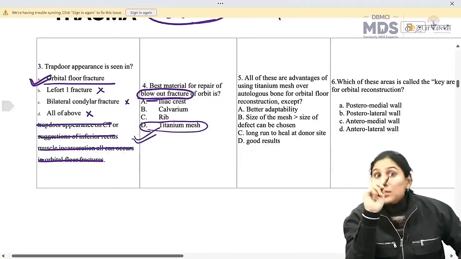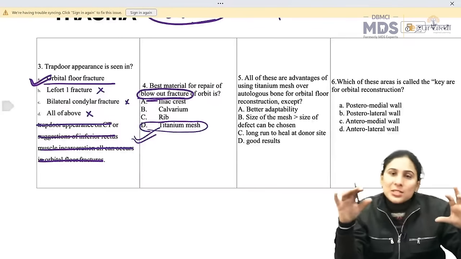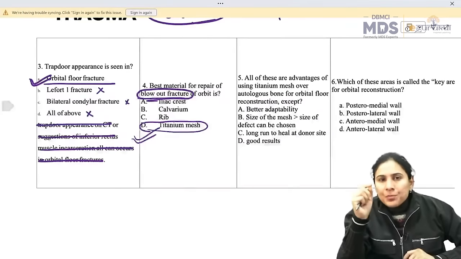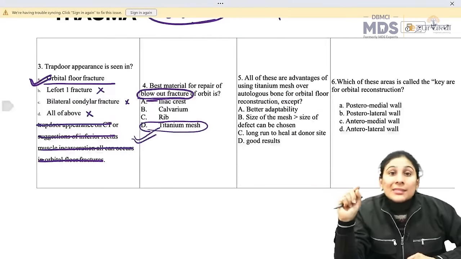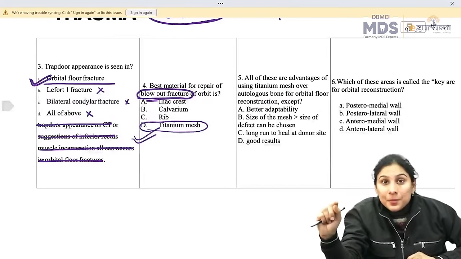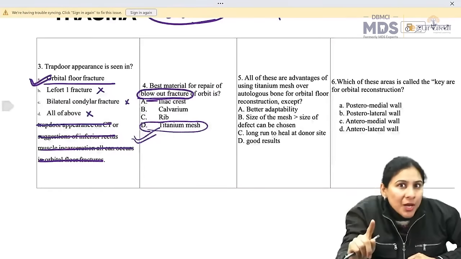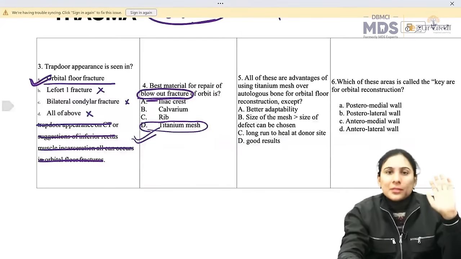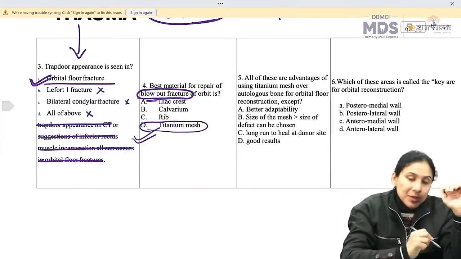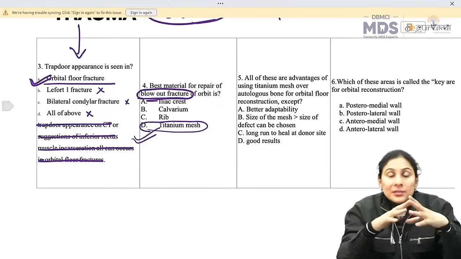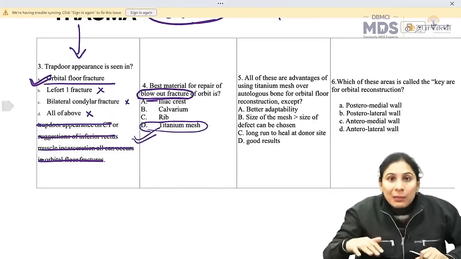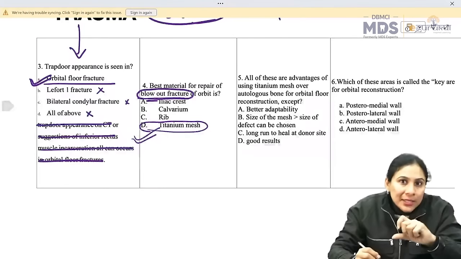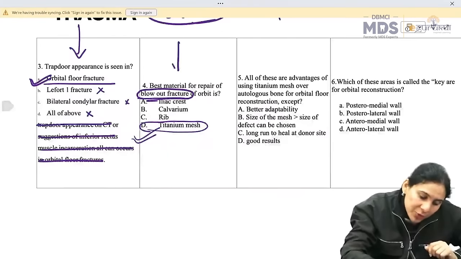Remember, the examiner will test you. He can put a clinical situation just giving you the symptoms that the patient has had an injury in the orbit. The only complaint he has is restriction of gaze. That means it's a trapdoor fracture. The treatment required is just to free the muscle. Another situation, the symptoms will be enophthalmos, hypoglobus, herniation of orbital fat into the sinus. That means it's a blowout fracture.